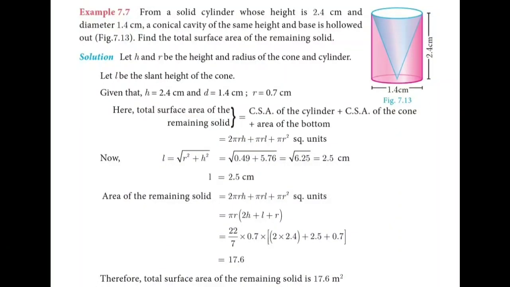Example 7.7. From a solid cylinder whose height is 2.4 centimeter and diameter 1.4 centimeter, a conical cavity of the same height and base is hollowed out. Find the total surface area of the remaining solid.